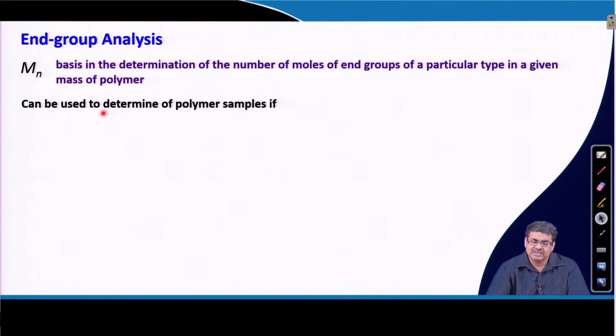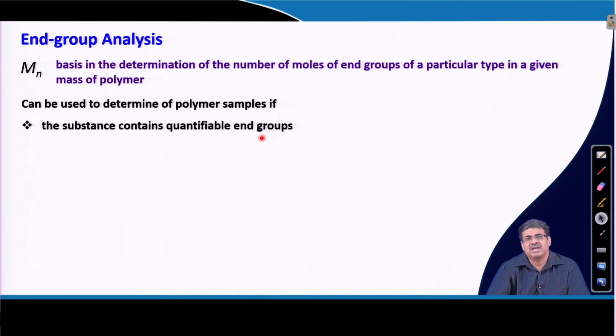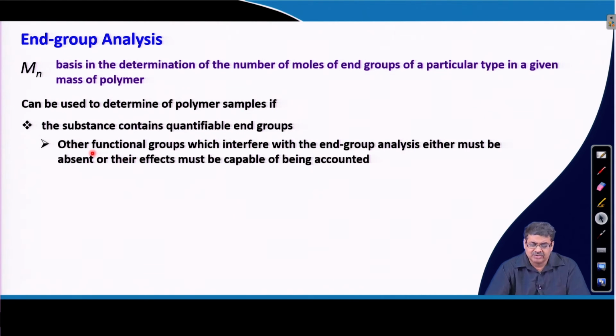So, it can be used to determine the molecular weight of a polymer sample if the polymer contains a quantifiable end group. In some cases, if we have end groups which we cannot quantify, then it is not possible. So, we need to have a mechanism or characterizing technique by which we can quantify the number of moles of end groups present. That may require that other functional groups which interfere with the end group analysis either must be absent or their effect must be accounted for.